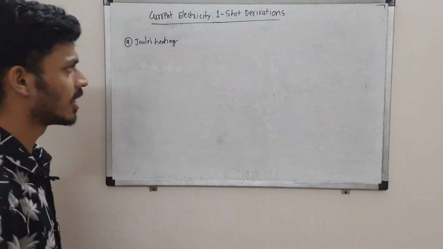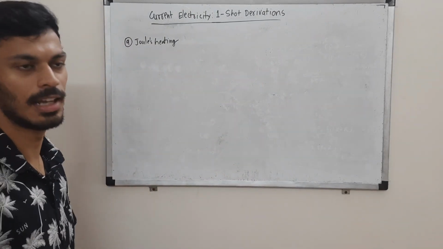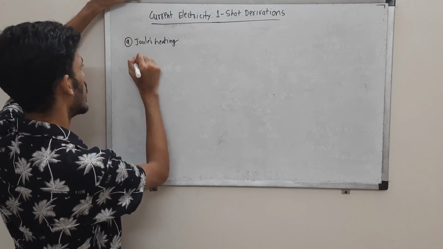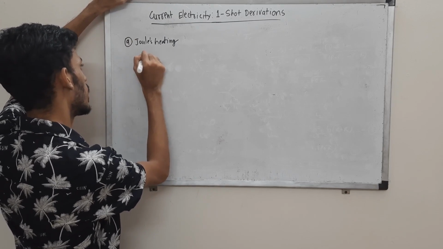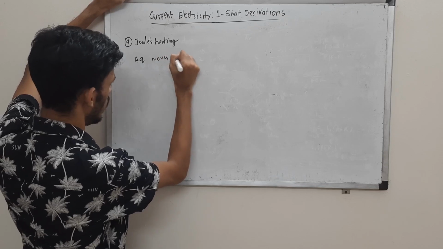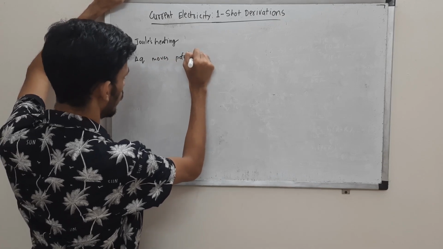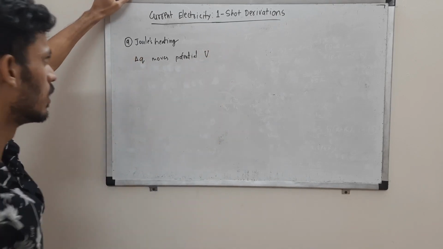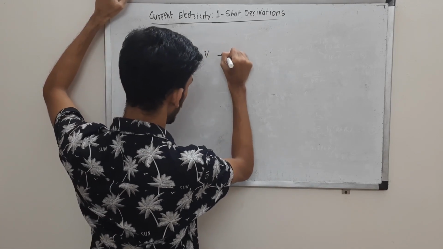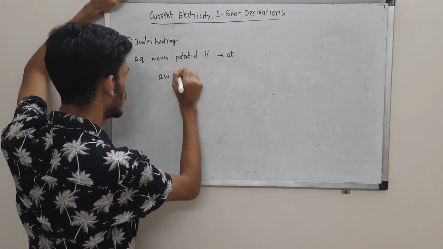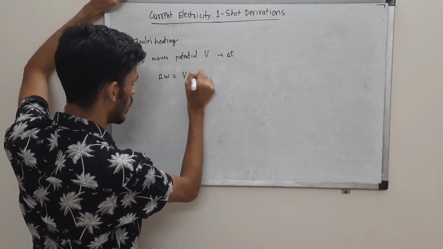Come to Joule's heating over here. So it's a very easy derivation. I think we also briefly discussed it in the concept class, because it's very simple. We'll assume that the amount of charge delta Q moves through a potential V. So some amount of work is done over here. Suppose this action happens in some time delta t. So the amount of work delta W is given as V times delta Q, right?